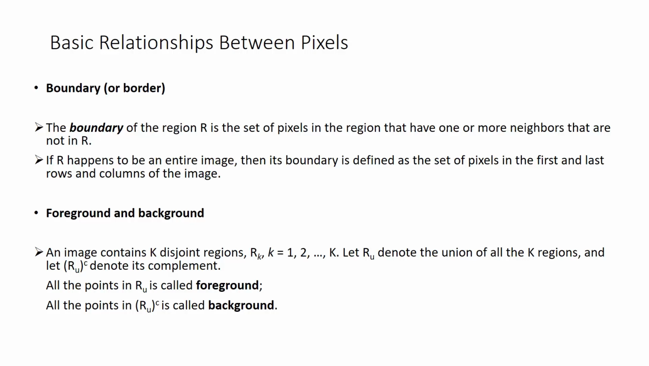Now foreground and background. An image R contains K disjoint regions Rk, where k varies from 1 to capital K. Let Ru denote the union of all the K regions and Ru complement denote its complement. Then all the points in Ru are called foreground and all the points in the complement of Ru are called background.